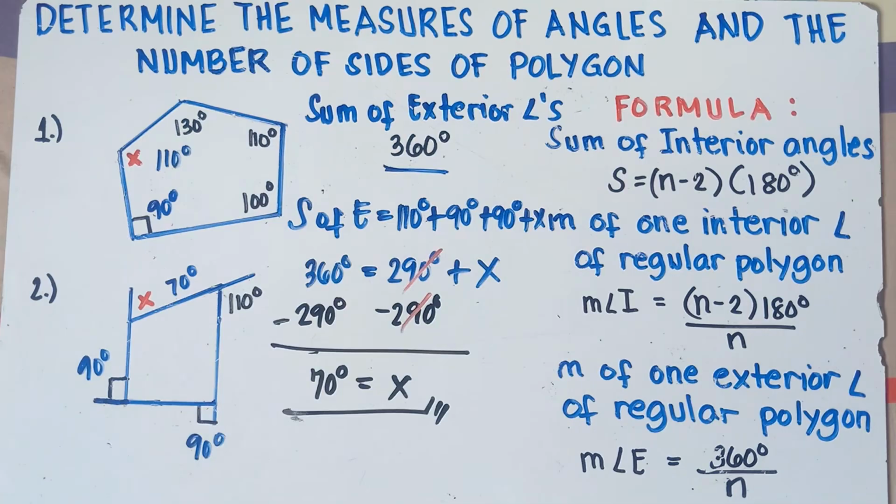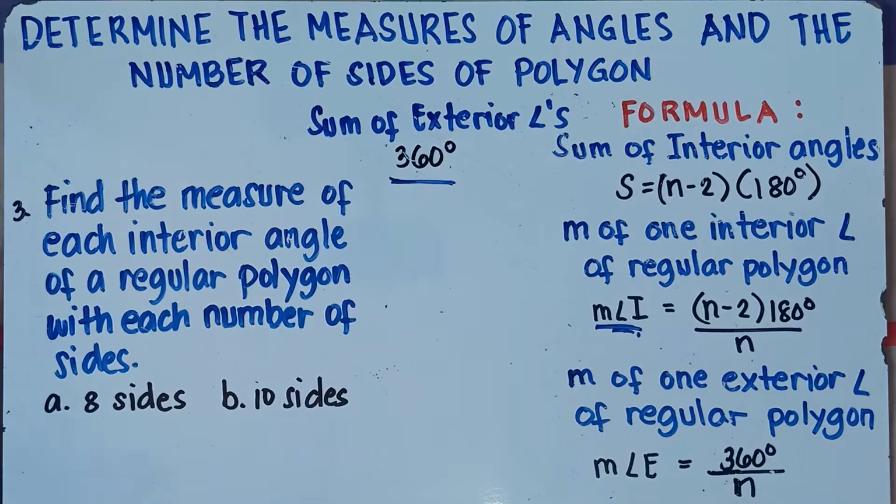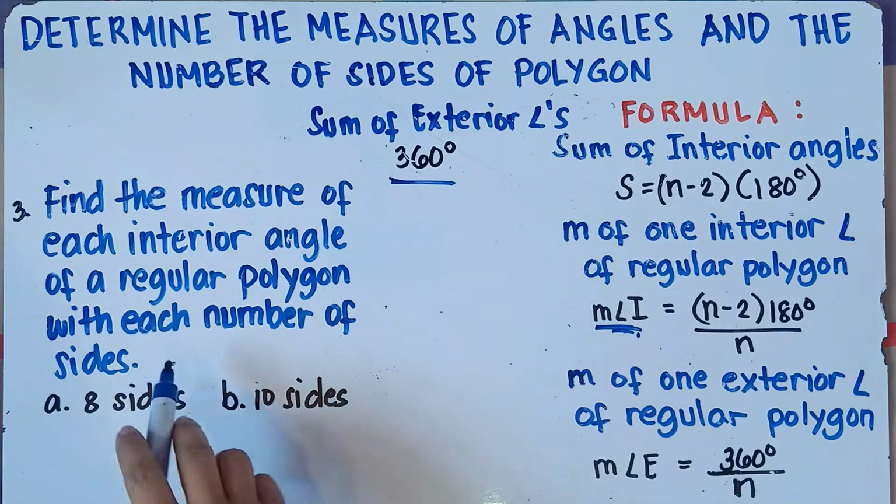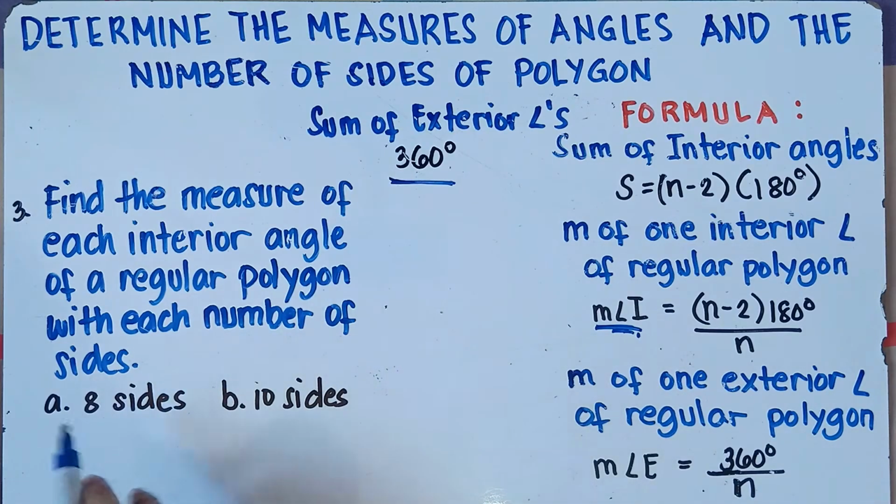Alright, so let's have another example, class, for number 3 and number 4. Let's proceed now to example number 3. Find the measure of each interior angle of a regular polygon with each number of sides: letter A, that is 8 sides; letter B, that is 10 sides.